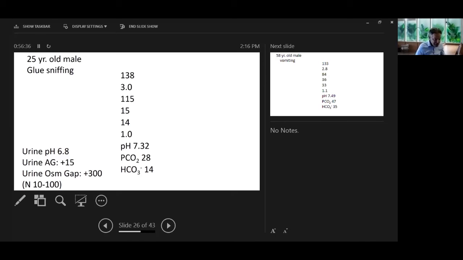Because the organic anions came out in the urine, we're left with a hyperchloremic pattern in the blood. In the urine, the organic anions are masking the ammonia, raising the difference between the two as far as the anion gap. So we can't really see the ammonia reflected there, but in the urine osmolar gap, we have our big clue that there's a ton of ammonia in the urine.